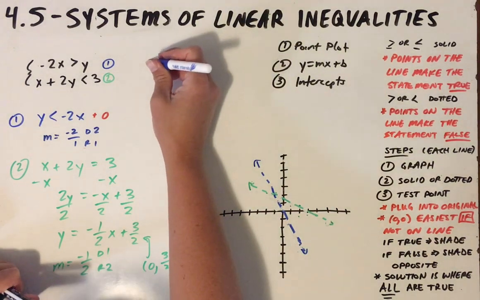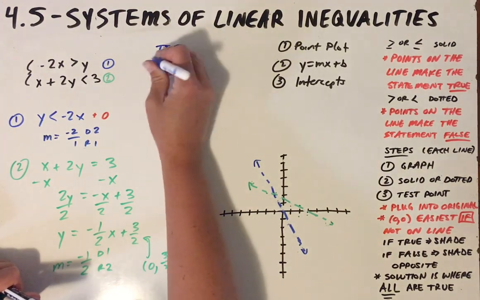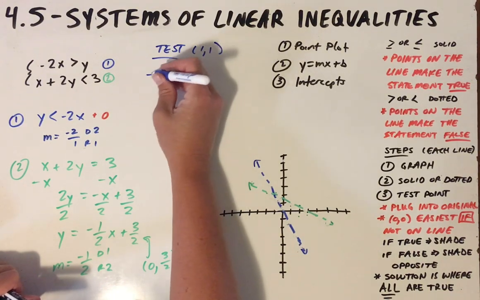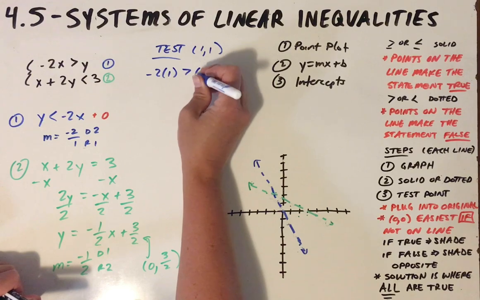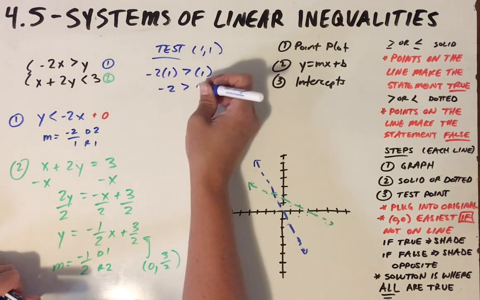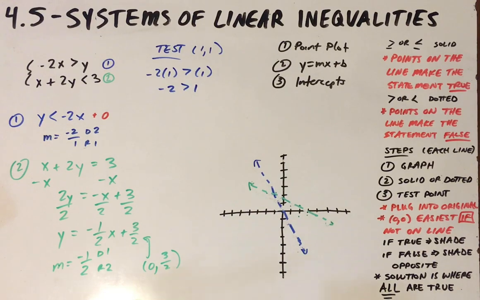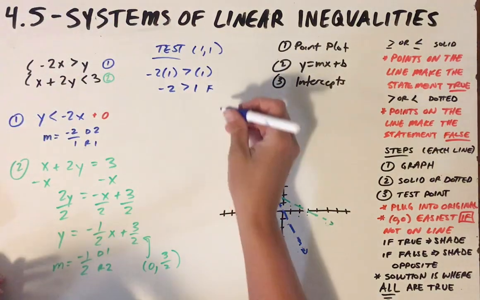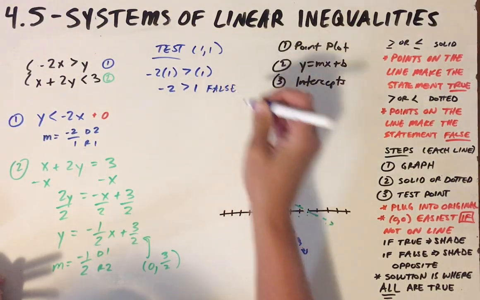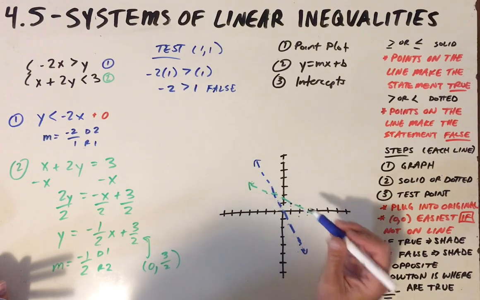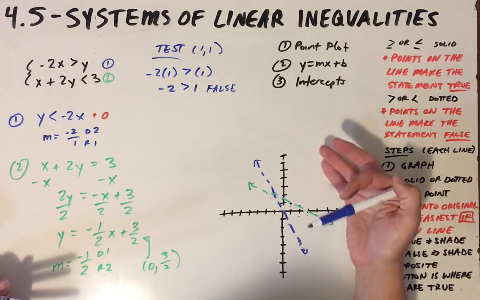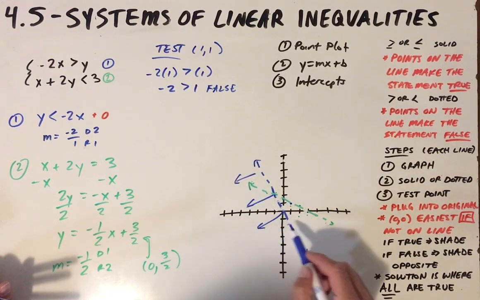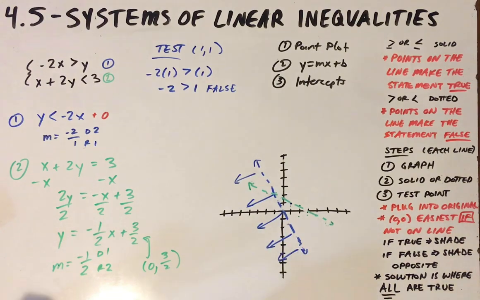So this is my test here. I'm going to plug in the point 1, 1. So when x is 1 and y is 1, is this a true statement? Is negative 2 greater than 1? It's not. This is a false statement. Negative 2 is less than. So since 1, 1 is this point right here, if this is false on this side of the blue line, then I should be shading over here, all of this area here. So this is all the true region.